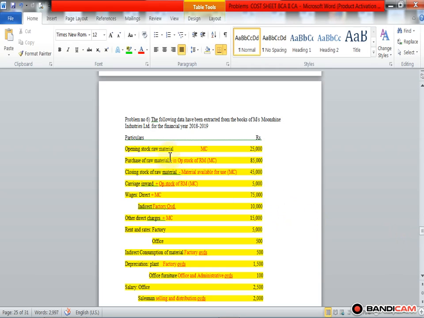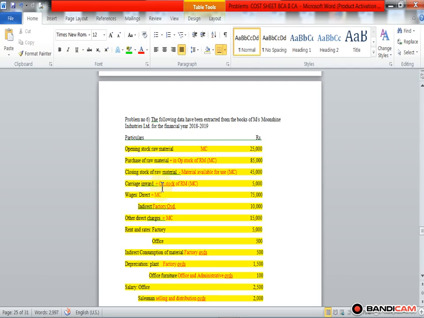Okay, so opening stock of raw material is transferred or is beneficial to find out the material consumed, so write it in front of opening stock of raw material as material consumed. Purchases of raw material is added in opening stock of raw material. Okay, so it is also useful to find out the material consumed. Closing stock of raw material is deducted from material available for use and we get a material consumed.